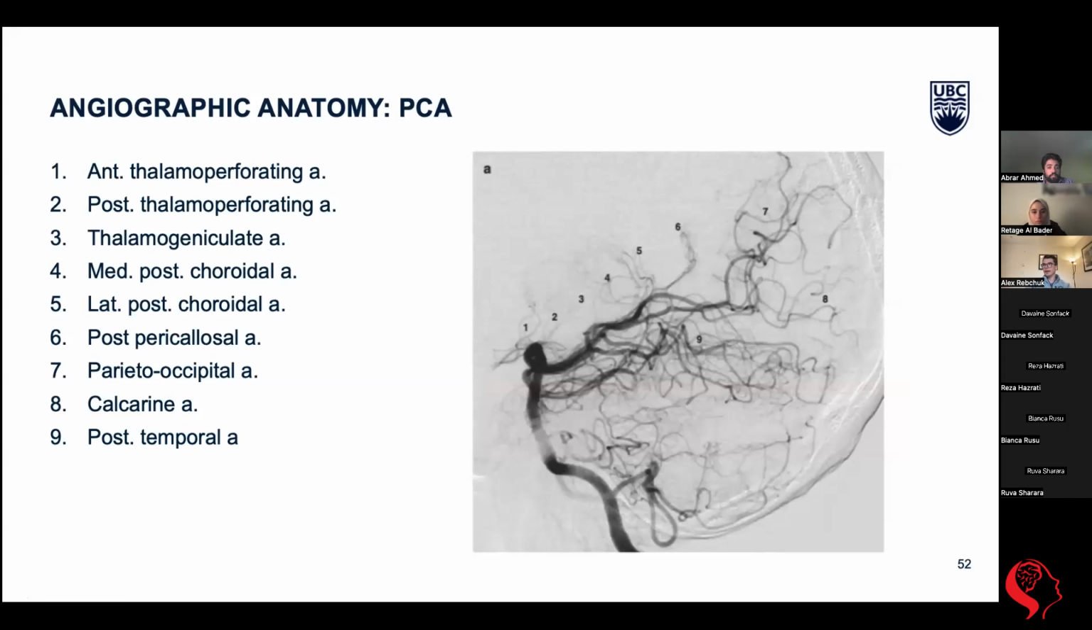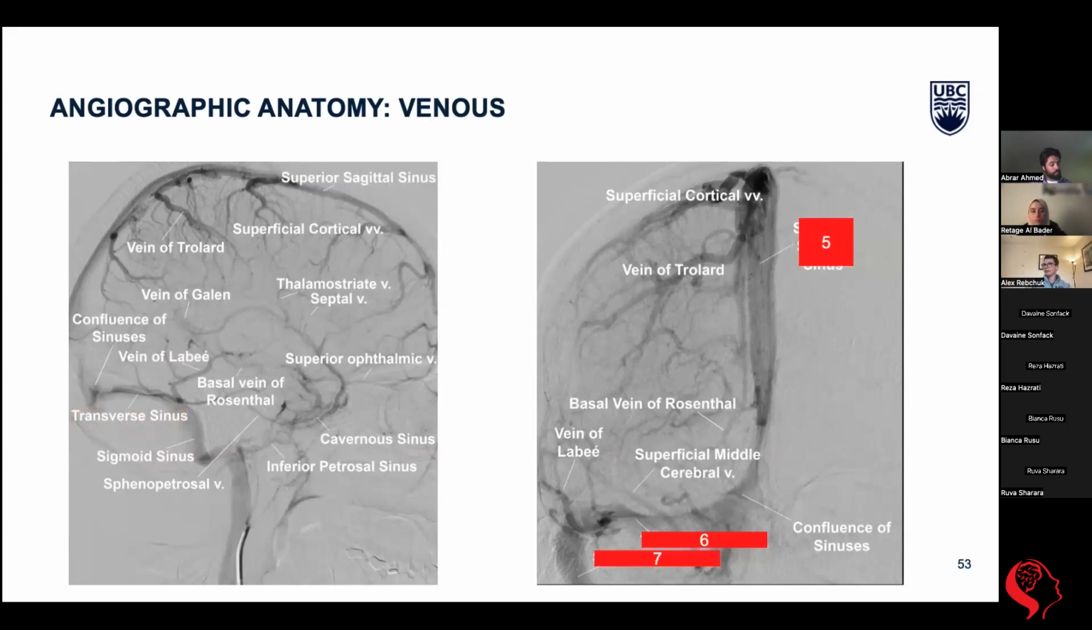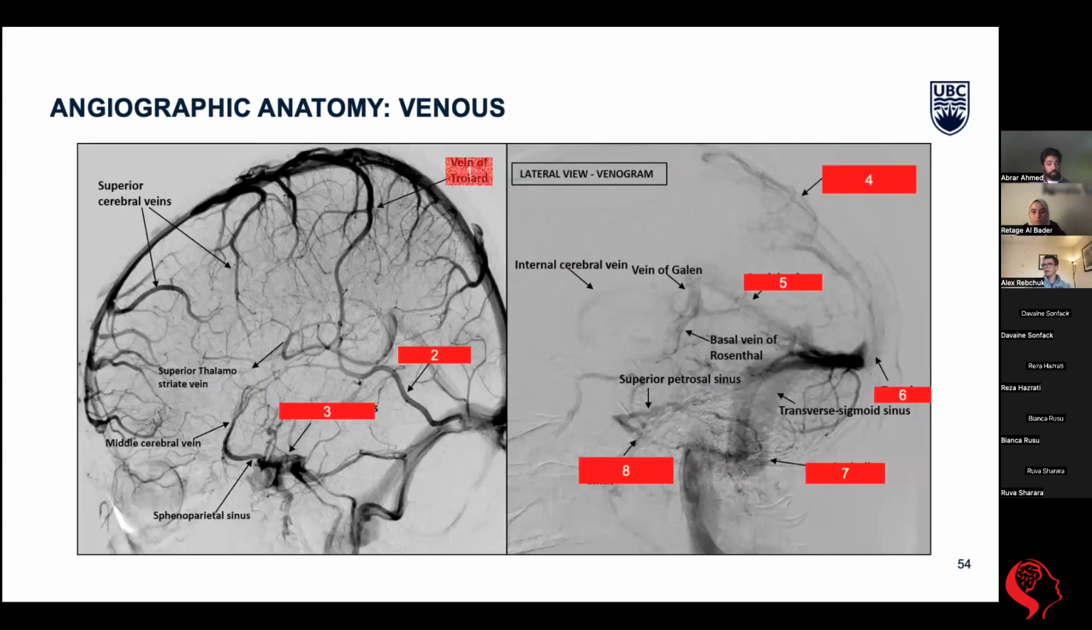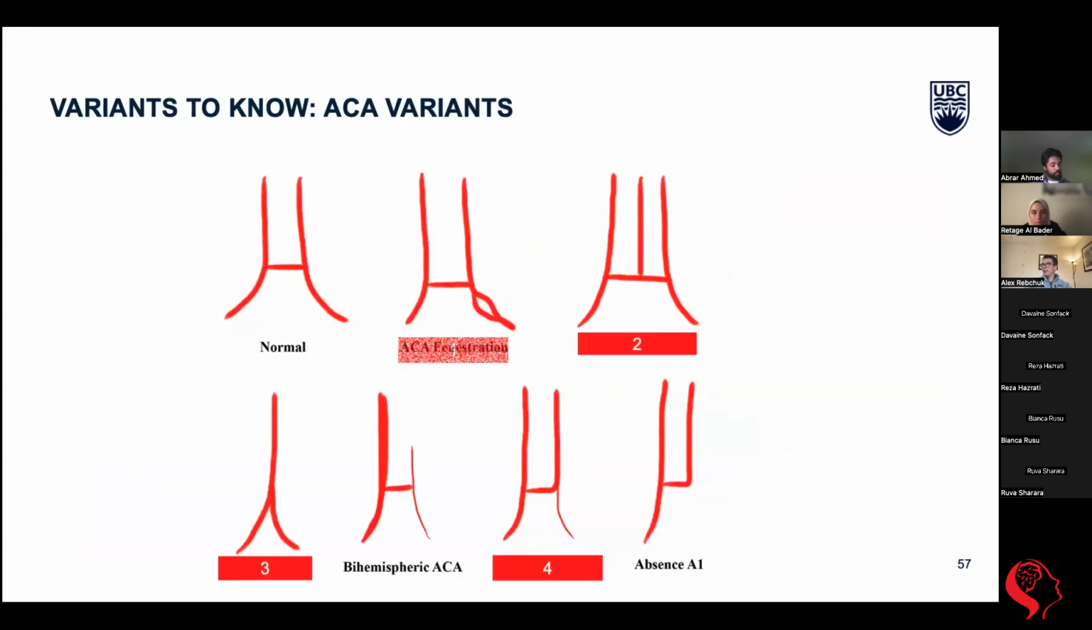Same thing for the PCA. Let's skip that. How much time? For the sake of time, I'll blast through some of this. I'll just skip this. I won't belabor venous anatomy. This you don't need to.